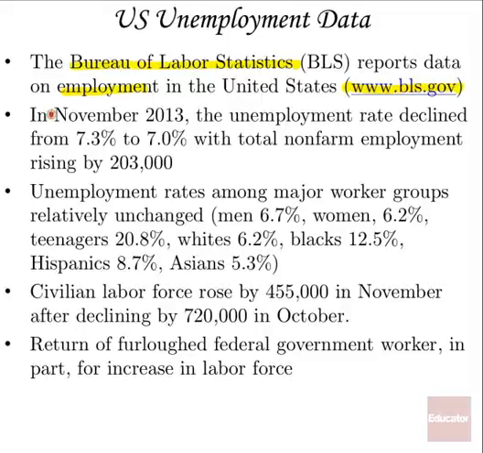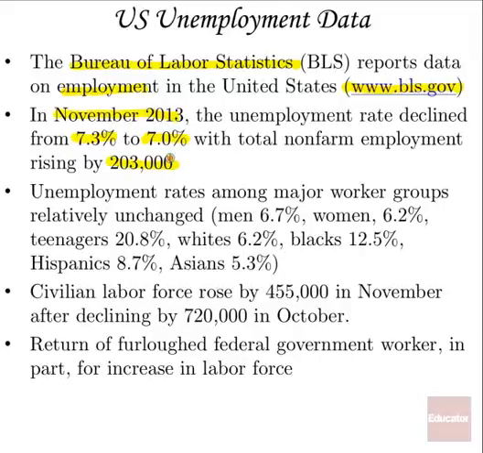So in November 2013, they usually report the unemployment rate on the first Friday of every month. So on the first Friday of December, they came out with the November 2013 unemployment rate. And basically the unemployment rate declined from 7.3% to 7%, with total non-farm employment rising by 203,000.